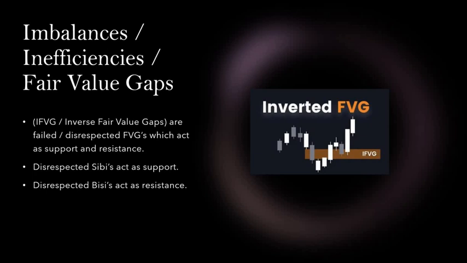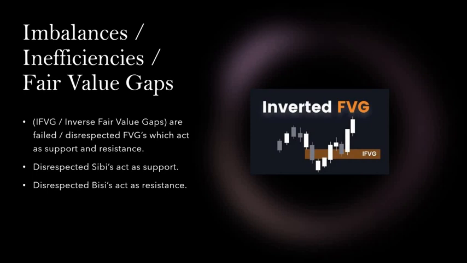And finally, we have imbalances, inefficiencies, fair value gaps. The final part of this will be an inverse fair value gap, otherwise known as an IFVG. Inverse fair value gaps are failed or disrespected fair value gaps, which act as support and resistance. A disrespected SIBI acts as support. A disrespected BISI acts as resistance.